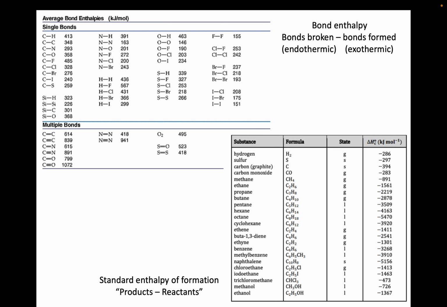With standard enthalpy of formation data, we can use our expression products minus reactants, whereas with bond enthalpy, we're going to consider the energy that it takes to break the bonds minus the energy that it takes to form them, because bond breaking is endothermic and bond formation is exothermic.